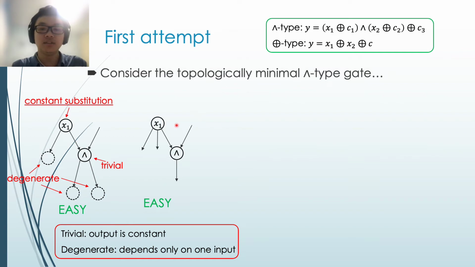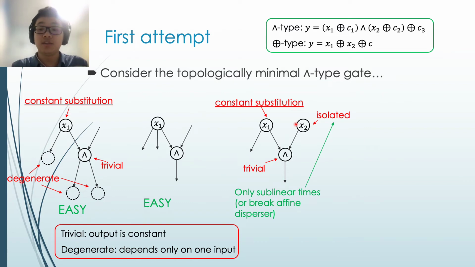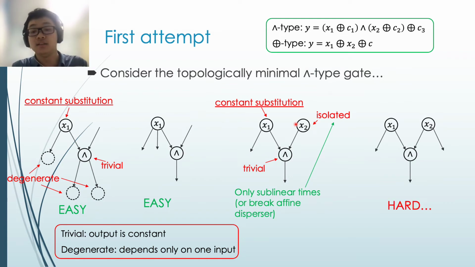Similarly, you can show that this is also an easy case. In this case, we can again do a constant substitution to x1 to make this n-type gate trivial. The key is this x2 will become of odd degree 0. We argue that this can only happen for sublinear times, or these isolated variables will already form a subspace making the Fn disperser constant. So this case is easy as well. For this last case, it is not that easy. If we directly apply the method before, there are only 3 gates to be eliminated. We'll talk about this case later.